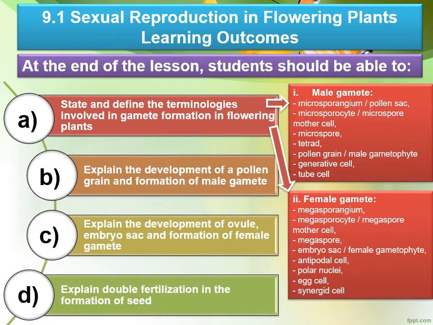Now let's look at 9.1b, explain the development of a pollen grain and formation of male gamete. The third learning outcome is 9.1c, explain the development of ovule, embryo sac, and formation of female gamete. And lastly, 9.1d, explain double fertilization in the formation of seed.